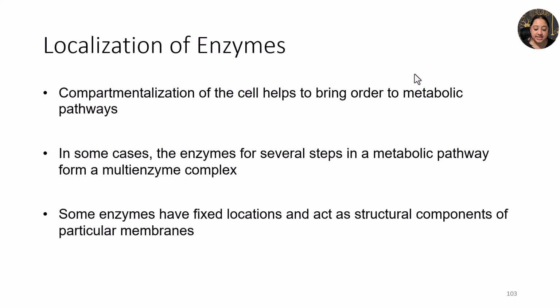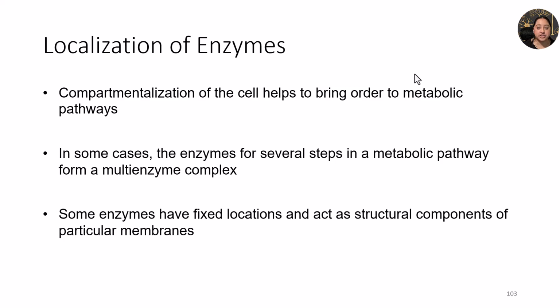And then lastly, where the enzymes are in a cell makes a difference. So, localization of enzymes. The compartmentalization of a cell, especially eukaryotic cells that have compartments, helps bring order to these metabolic pathways. It literally separates different reactions. In some cases, the enzymes for several steps in a metabolic pathway will form a huge multi-enzyme complex. Some enzymes have fixed locations and act as structural components of certain membranes.